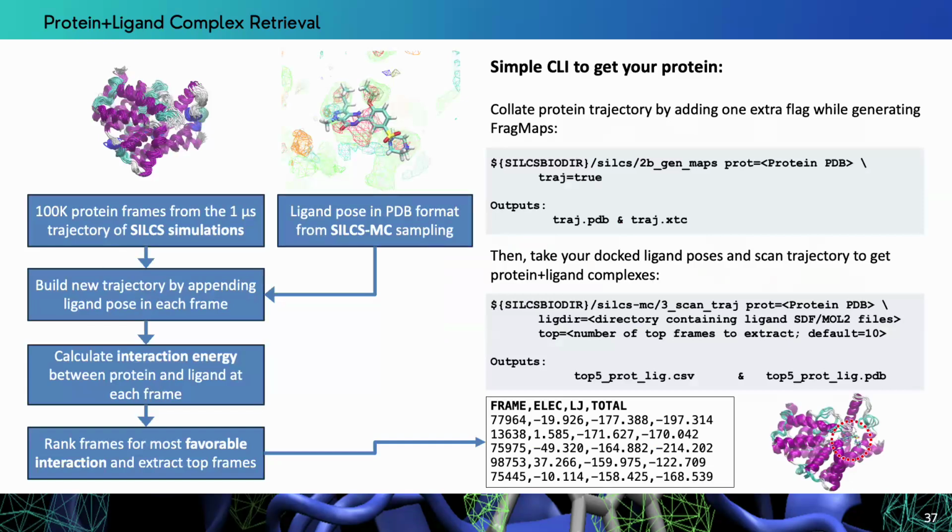With our new protein ligand complex retrieval tool, you can extract complementary conformations of the target protein with your docked ligand and analyze key protein-ligand interactions. To do this, all you need to do is add one extra flag while generating frag maps to collate the protein trajectory from the SILCS simulations, and then run one simple command to scan this protein trajectory for conformations that best complement the docked ligand structure. After that, you'll get the most energetically favored 3D structures of the protein ligand complex and a CSV file containing information about which frame the protein conformation originated from, and the electrostatic, LJ, and total interaction energy of the protein and the ligand.